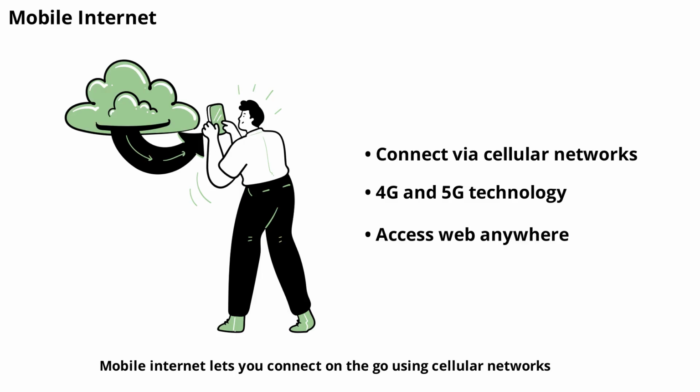Mobile internet lets you connect on the go using cellular networks. Smartphones and tablets use 4G or 5G technology to access the web, send messages, and stream media.